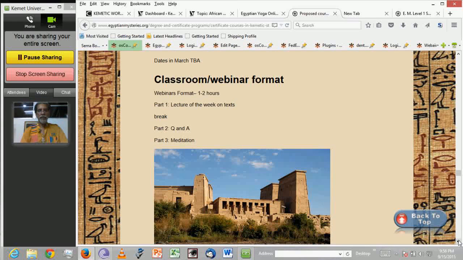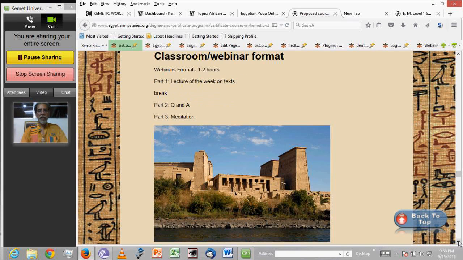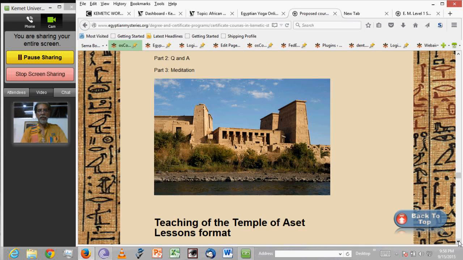There's another picture of the temple, and this one was taken as we were on the boat ride going to the temple, which is on an island. But all that will be discussed.